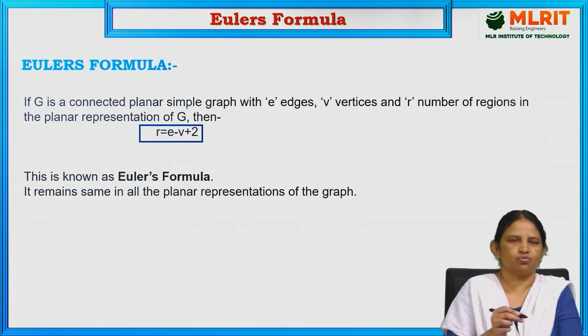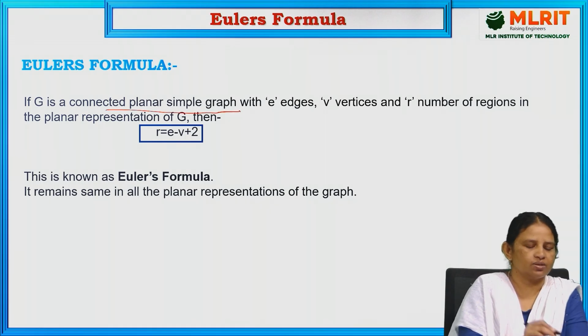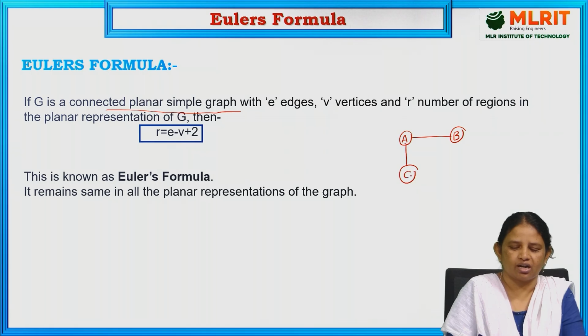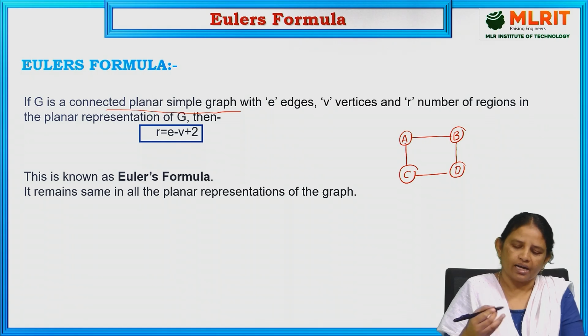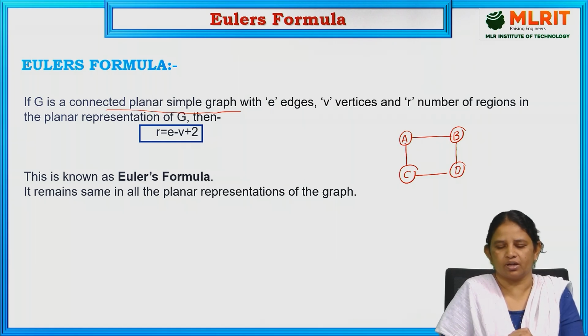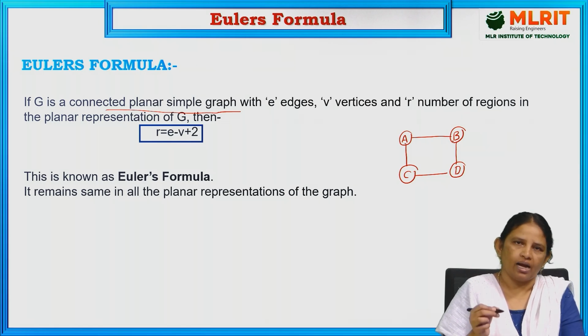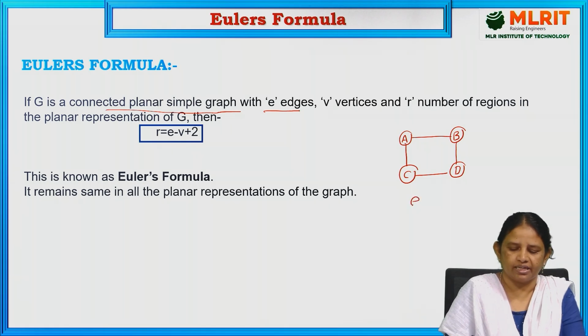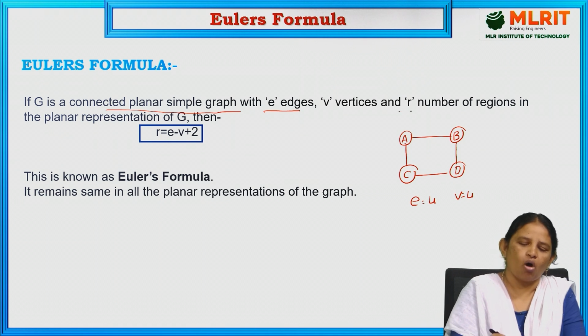So what is Euler's formula? If G is a connected planar simple graph, that means the graph has to be connected. Connected means there is a communication line or edge present. It is a connected graph, a planar graph, and a simple graph because no edges are crossing and every vertex is connected. And what is it consisting of? E edges, that means, say, 4 edges and 4 vertices are present, and a number of regions.